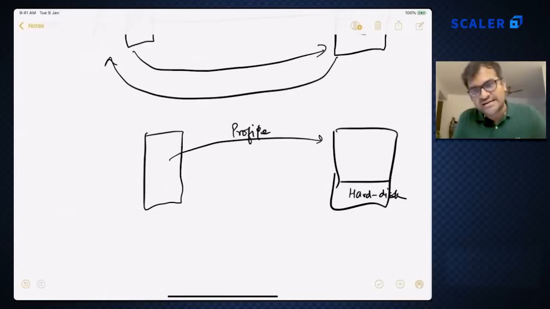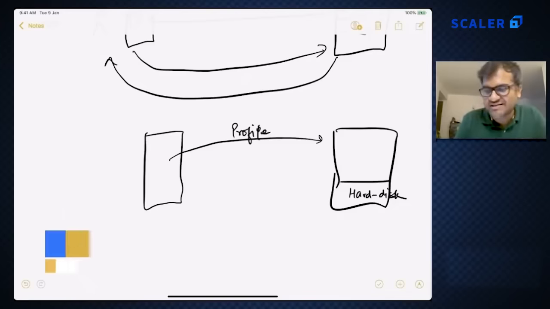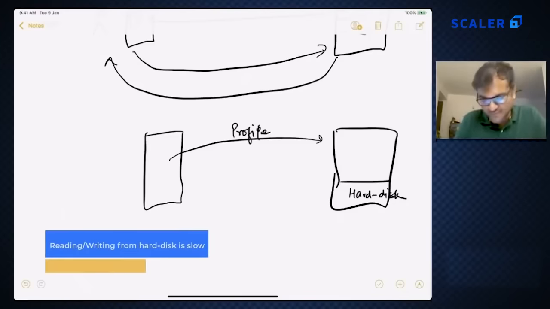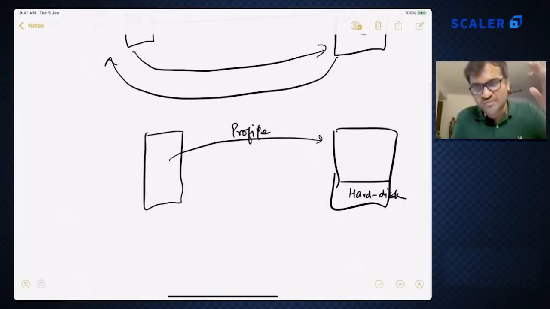And reading from hard disk is slow. If you would have noticed, when you transfer movies, etc., from your friend's laptop, those movies are written to your hard disk, and those hard disk writes are fairly slow. Very similarly, reading from the hard disk is also slow, especially if your data is lying somewhere you don't know where. So you'll have to search through the index to find where this profile information is and then fetch that data from there.